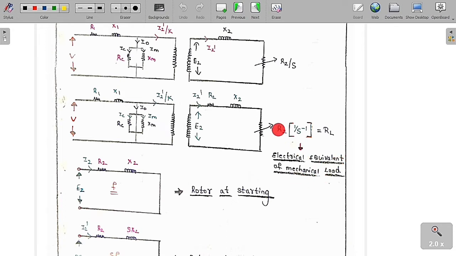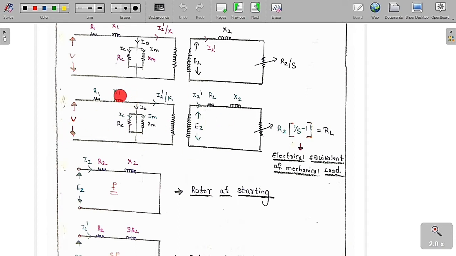So whenever the load changes, this is called as the electrical equivalent of a mechanical load. As the mechanical load changes, S changes, its overall value changes. So we can say simply this is called as the electrical equivalent of a mechanical load. So now you can see clearly this is the same as a transformer, but the only thing is here we are going to keep a load which is an electrical load equal to a mechanical load. Its load value RL is equal to R2 into 1 by S minus 1, where R2 is the rotor resistance, S is the slip, and remaining everything is the same as that of a transformer.